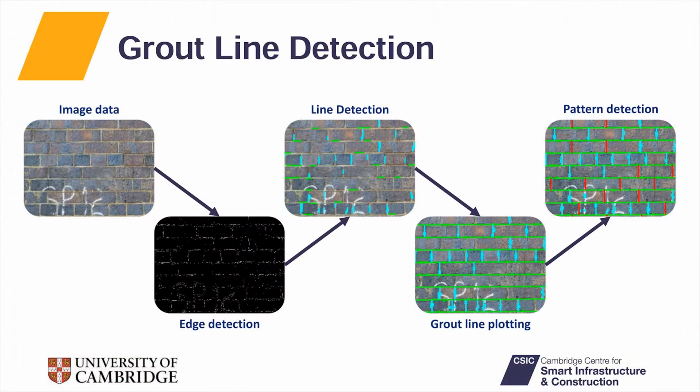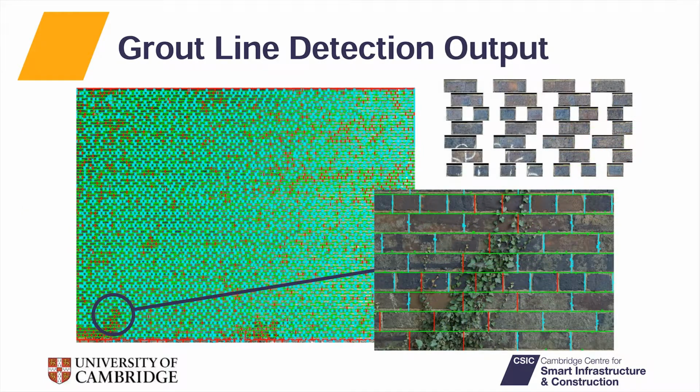So the process of detecting grout lines is using an edge detection to detect horizontal and vertical lines in the image, and then plotting grout lines between the detected lines, and then an edge pattern detection algorithm is then filling in the gaps. So the pattern filling algorithm means that on this section on the left, which shows a large stitched image of a complete section of a viaduct, even where it's occluded by vegetation, it's been able to fill in the gaps. And this on the top left shows where an individual brick is segmented out.